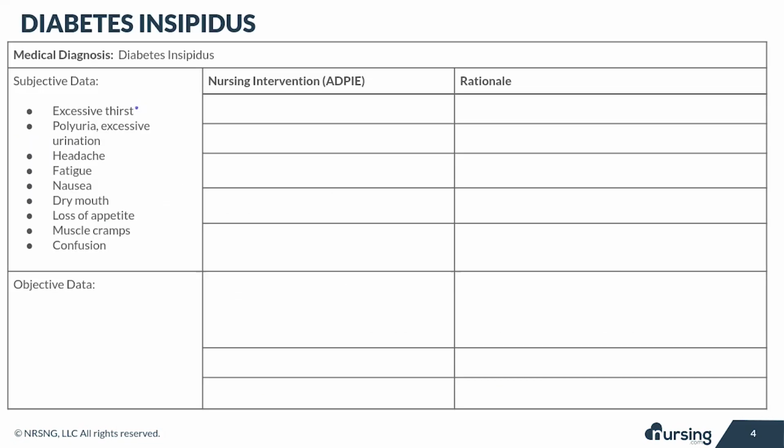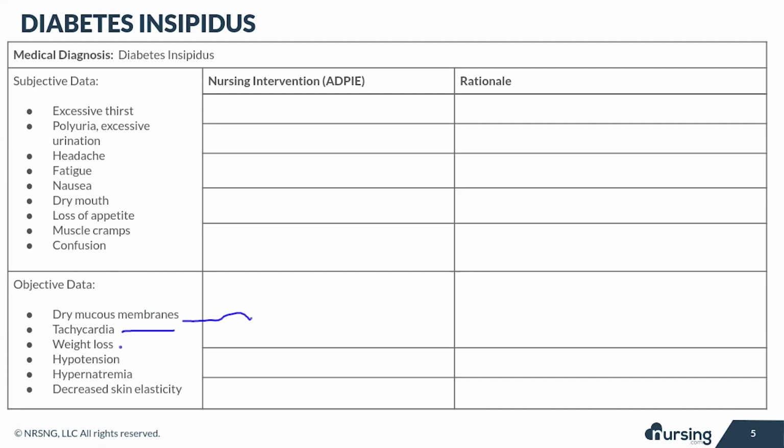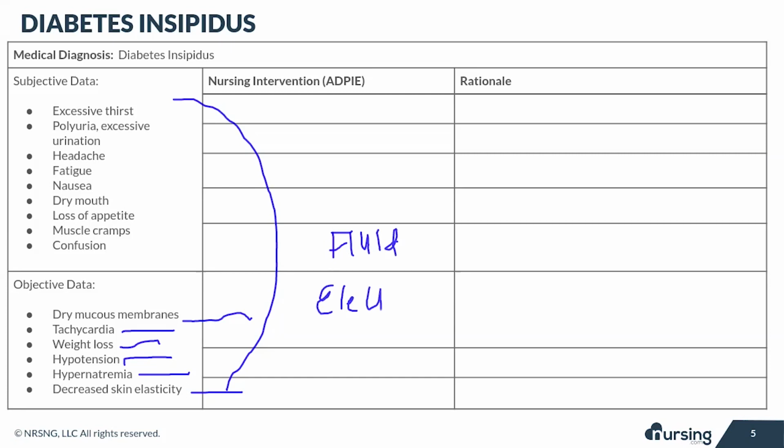Okay, so let's get into the care plan. The subjective data that you're going to see with diabetes insipidus are excessive thirst, polyuria, so excessive urination, headache, fatigue, nausea, dry mouth, loss of appetite, muscle cramps, and confusion. The objective data that you will see with this diagnosis are dry mucous membranes, tachycardia, weight loss, hypotension, hypernatremia, and decreased skin elasticity. And you can see how with both of these, they're directly linked to fluid abnormalities and electrolyte abnormalities.